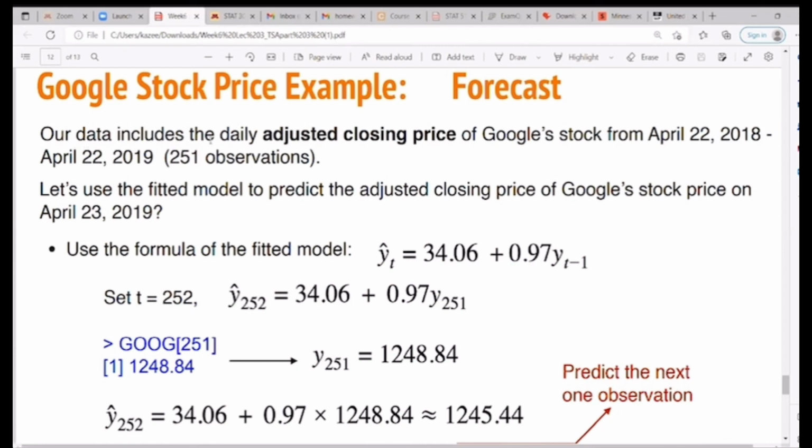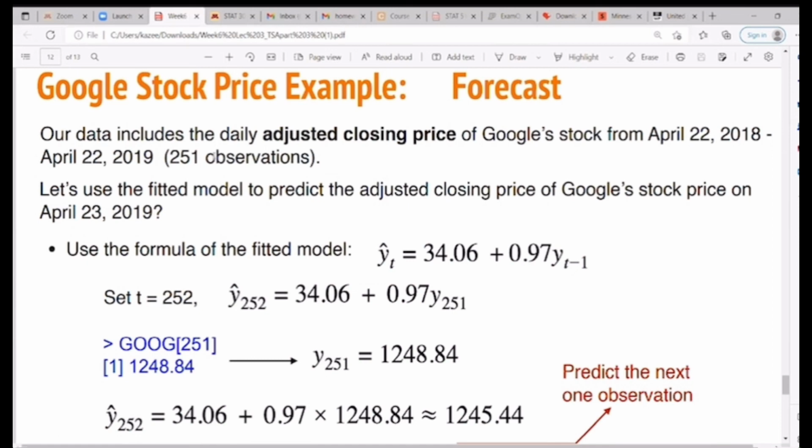So our data include the daily adjusted closing price of Google stock, don't forget, from April 22nd, 2018 to April 22nd, 2019. In all, we have 251 observations. But let me tell you this, before you can make a future prediction, why can't you try and make a prediction that we already know? And how close is our prediction going to be to the one we already know? I'm going to tell you now.